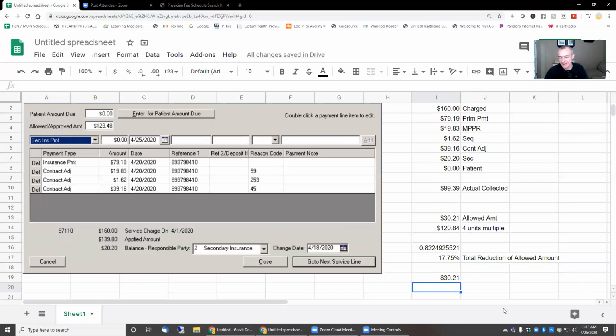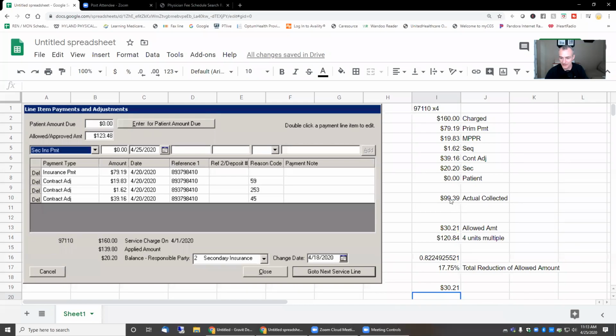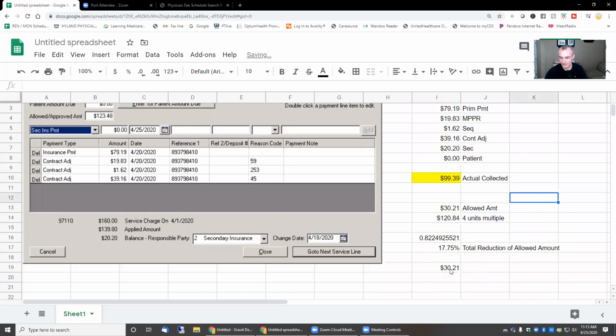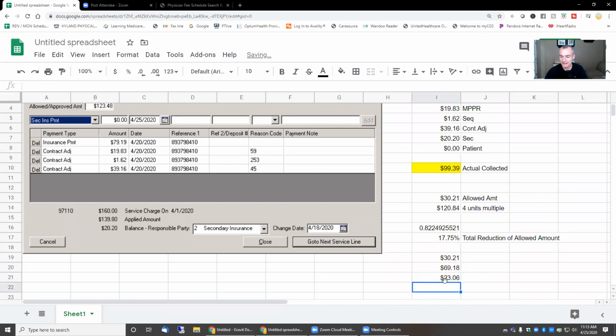I'm going to pause this a second. I'm going to grab a calculator. Okay, I think I've got to figure it out. So this is the actual collected. I need this minus this. That takes 1 unit away. That leaves me with that number. I need that number to be divided by 3. This leaves me with the reimbursement after the effective MPPR.